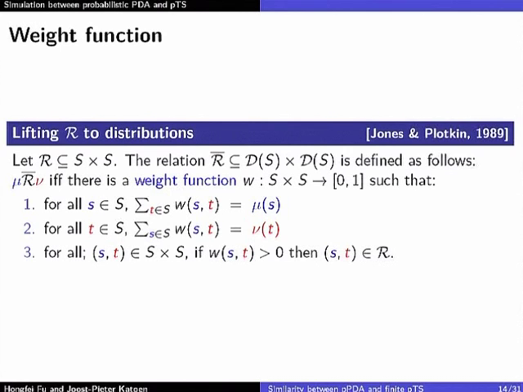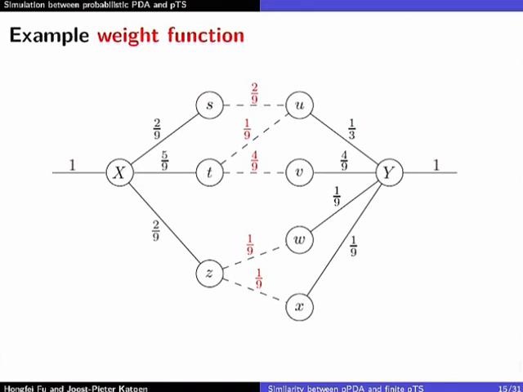Now, this is technically a bit involved. Therefore, I have a small example. So suppose I have two distributions. One is on the left, where you go with 2 over 9 to that state, with 5 over 9 to that state, and so forth. And the other distribution is depicted on the right. There is a weight function between those two distributions. Why? Well, there are these dashed lines indicated with those numbers.